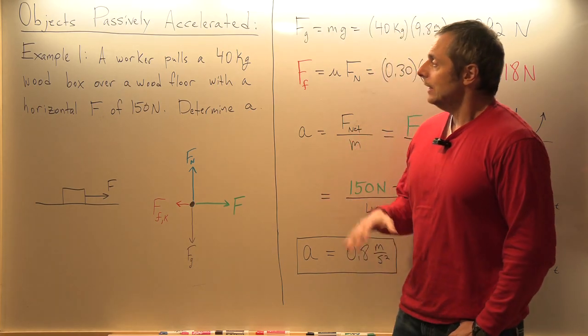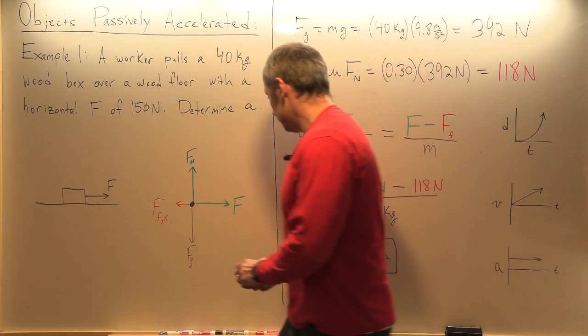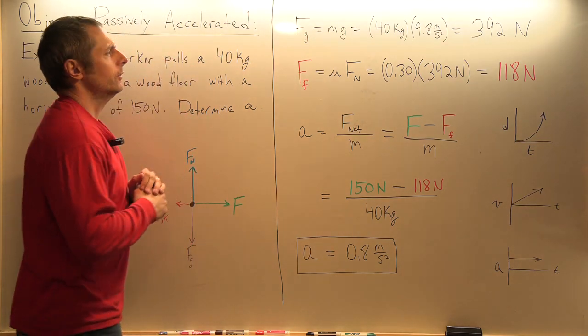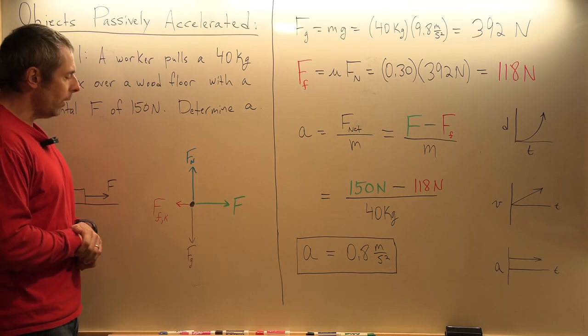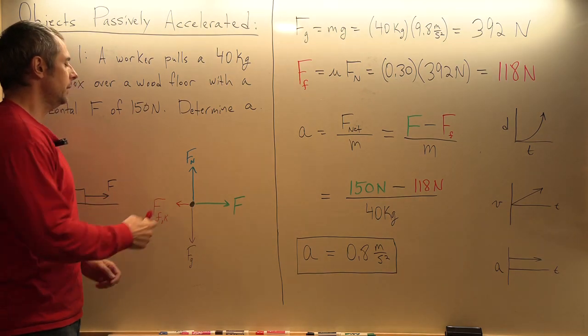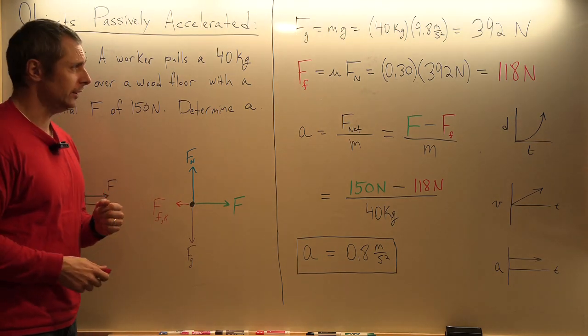Okay, so let's now move on to the analysis over here. The first thing that we're going to do is figure out the lengths of these arrows. Why do we need the gravity and the normal force? Because there's friction involved, so we've got to calculate the friction.